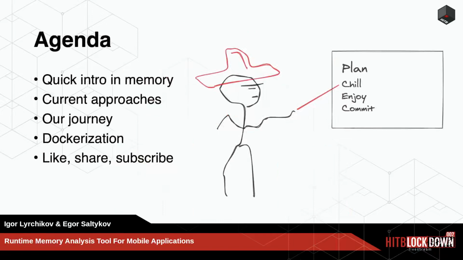During the talk, we will cover the following topics: Memory 101 on mobile devices, modern approaches to solving our problems that didn't fit us, how we created the application and what problems we solved along the way, and later how it was packed into a Docker container, trying to make USB ports on different computers work together, and our issues. And of course, like, share, and contribute on GitHub.